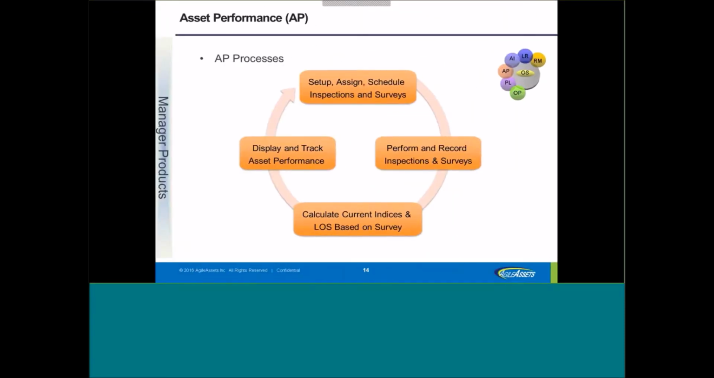All right, moving on. We're really trying to give an overview of the maintenance management system here. So let's move right along. The next overall functional area is the performance area, so asset performance, or AP.